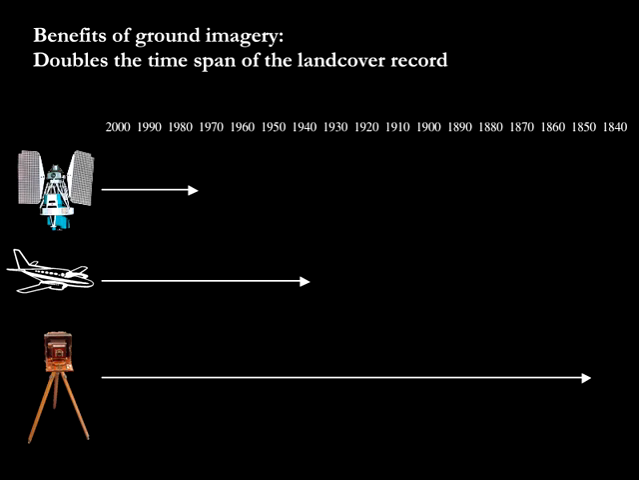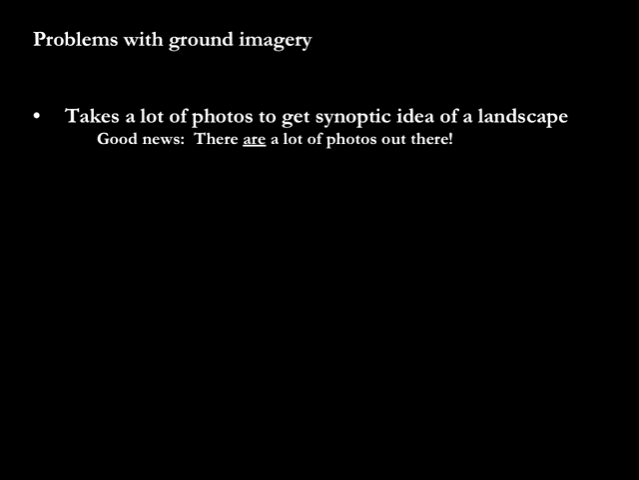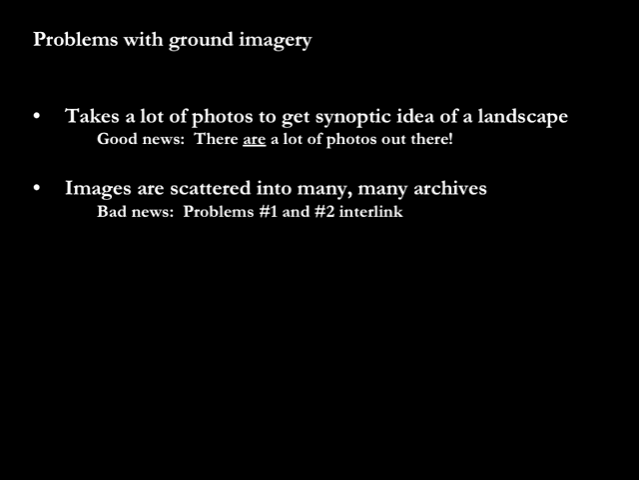So then what's the problem? First, to get a synoptic view of an area, you need lots of ground photographs because they have small footprints. The good news is that there are lots of them out there, in fact astonishing numbers of them. But problem two is that they're out there in lots of tiny little piles. County museums, professors' file drawers, 100 here, 1,000 there. And just digitizing them does nothing to change that.